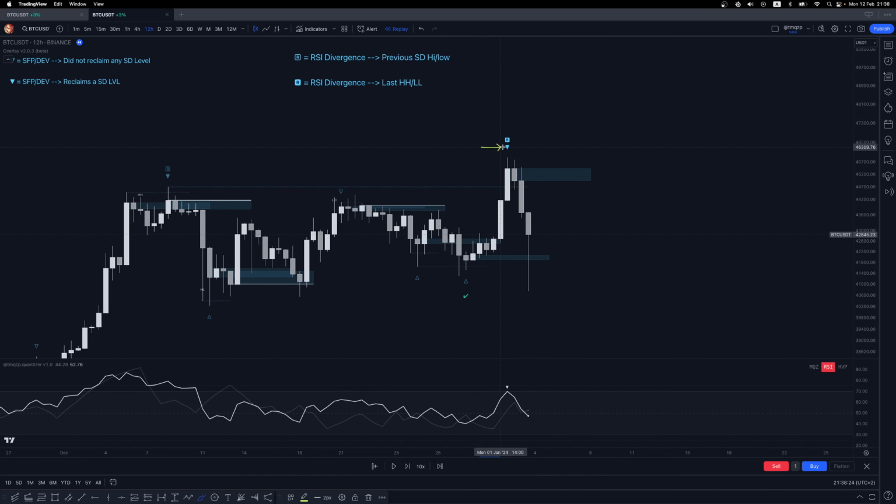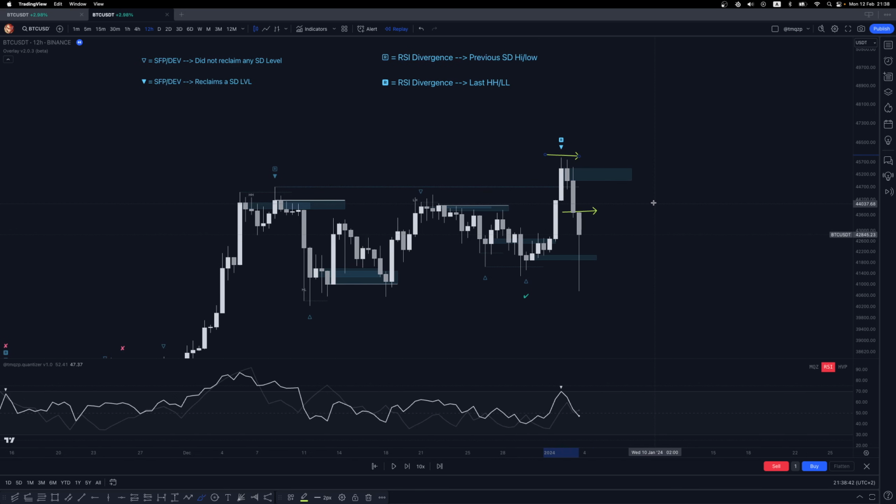And so we have a reclaim of the previous higher high block, which is this here, and there's divergence between these 2 points. And you're like, ah, cool. Let's say you take this trade. This is your entry, this is your stop. You expect price to go down from here.